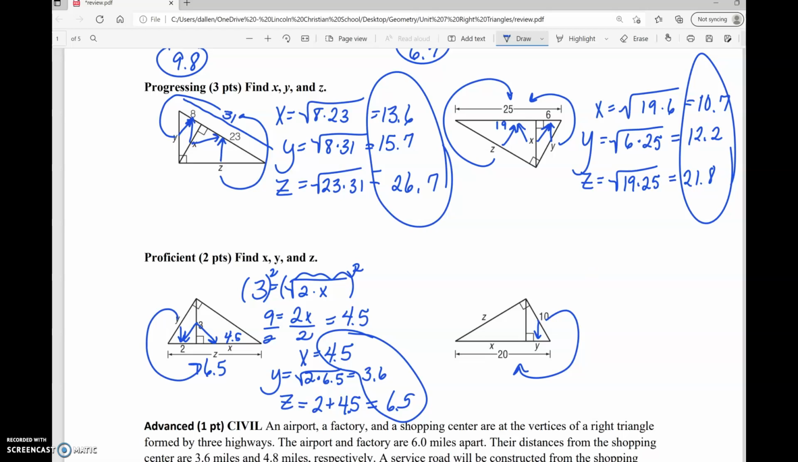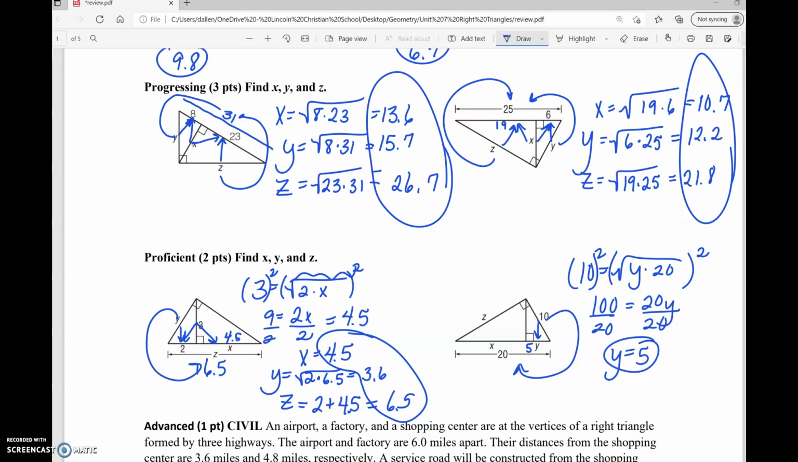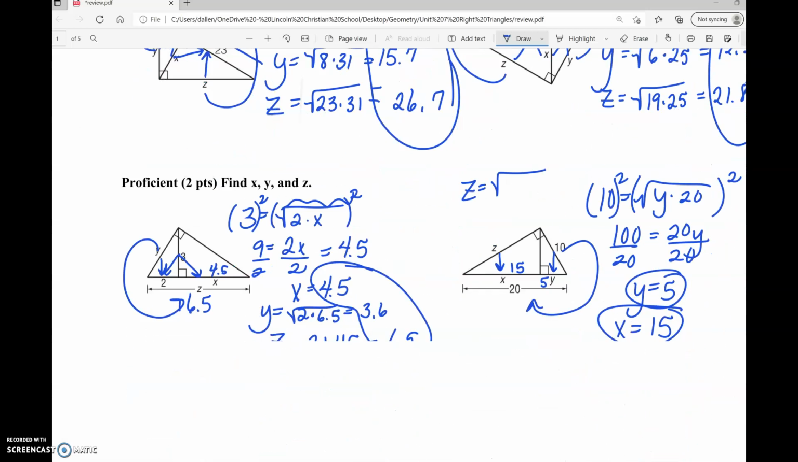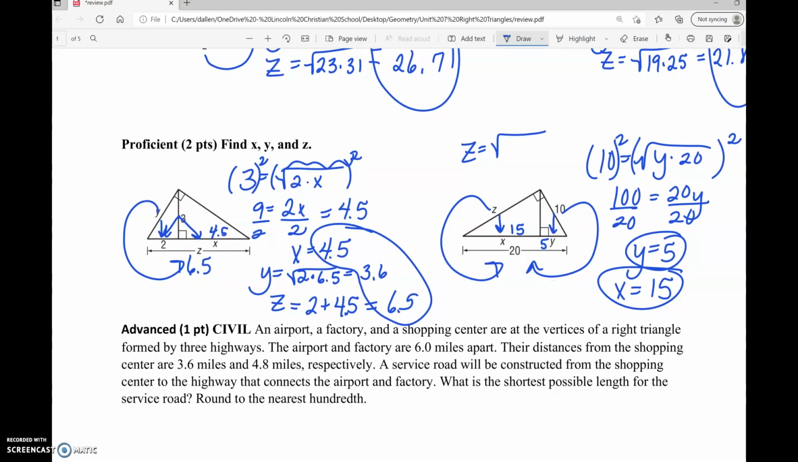So y, they got 10 by taking 10 equals the square root of y times 20. So they took y, whatever y is, times 20, and they got 10. So if I square both sides, I get 100 equals 20y, and then divide by 20. So y equals 5. And then once I have y, x is pretty easy because I just subtract the 5 from the 20, so x equals 15. And then z is the geometric mean between x, which was 15, and 20. So 15 times 20, or 17.3.